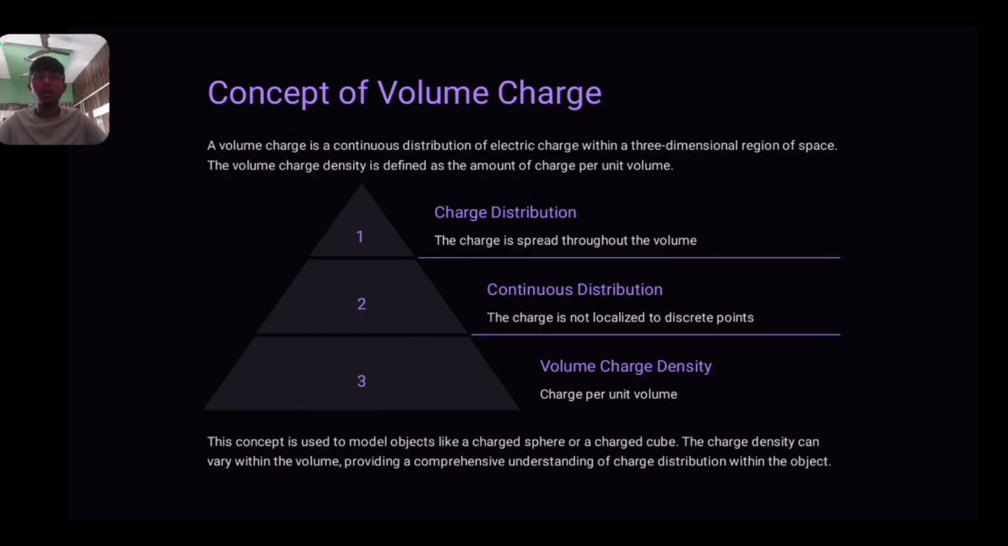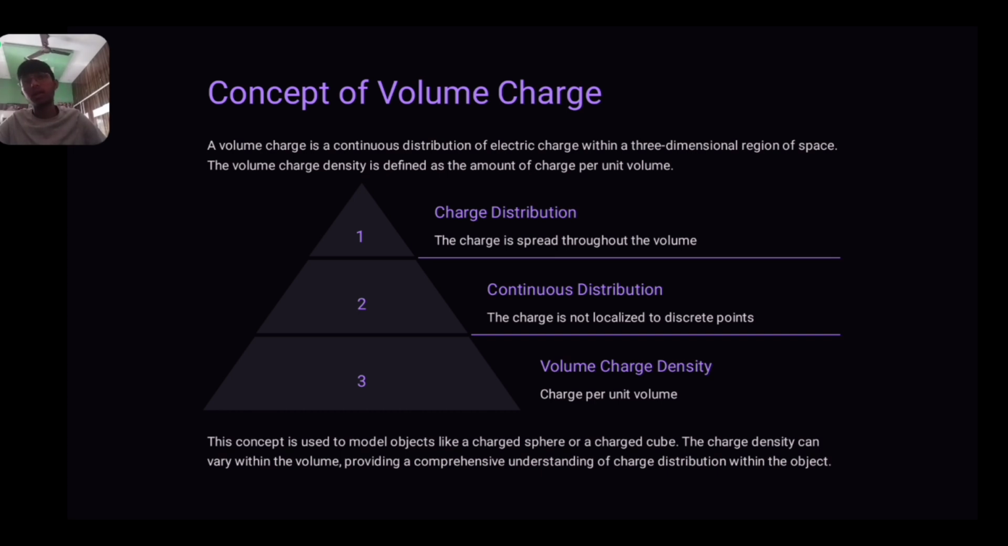A volume charge is a continuous distribution of an electric charge within a three-dimensional region of space. The volume charge density is defined as the amount of charge per unit volume. The charge is spread through the volume in a continuous distribution. The charge is not localized to discrete points. The concept is used to model objects like a charged sphere or a charged cube. The charge density can vary within the volume, providing a comprehensive understanding of charge distribution within the object.